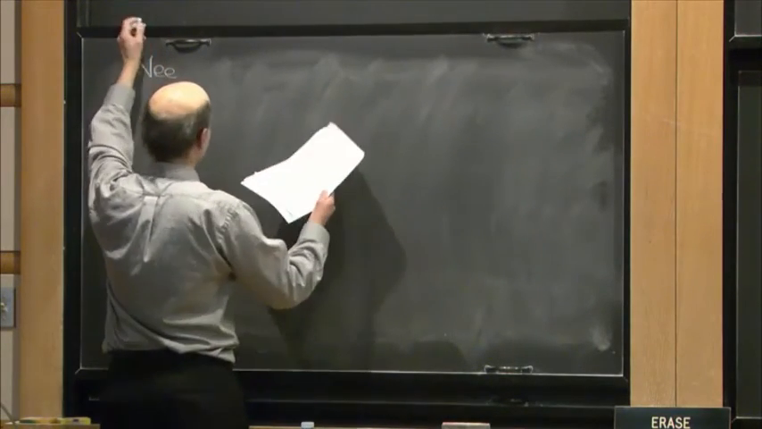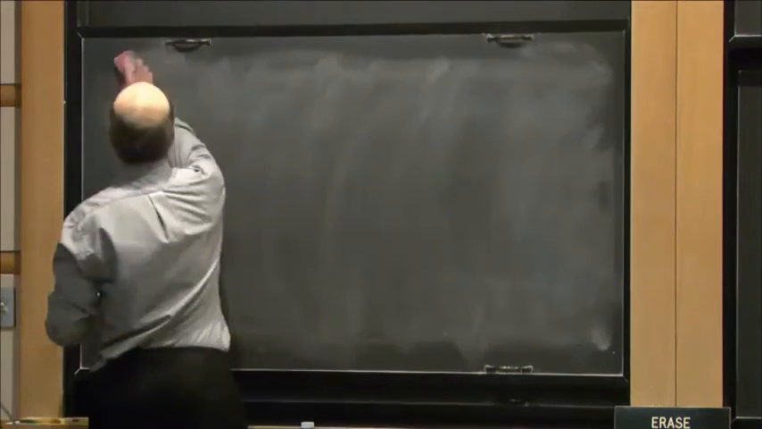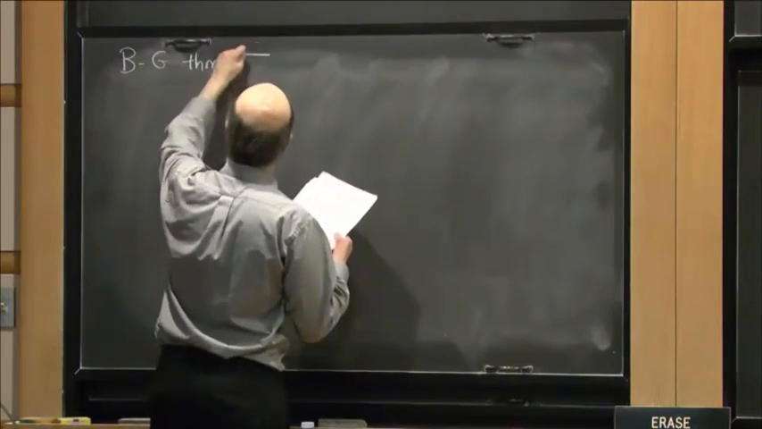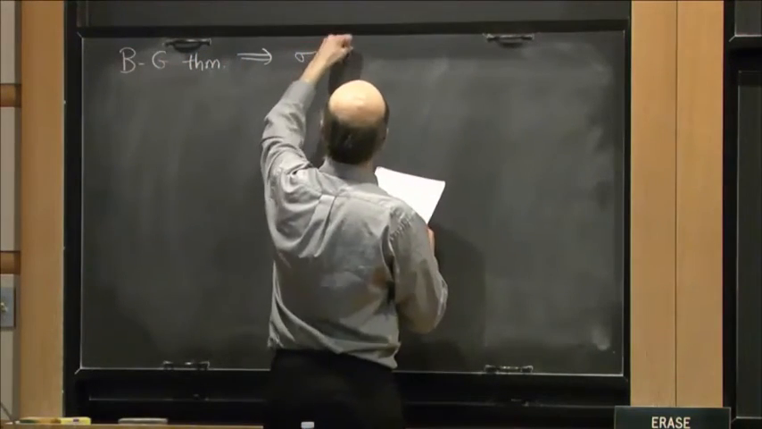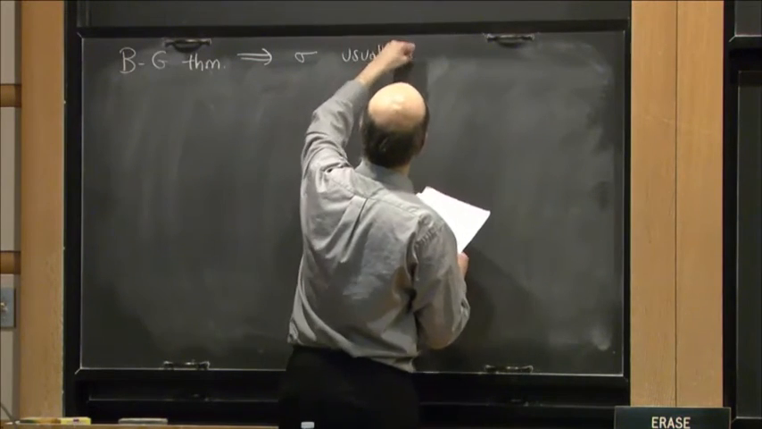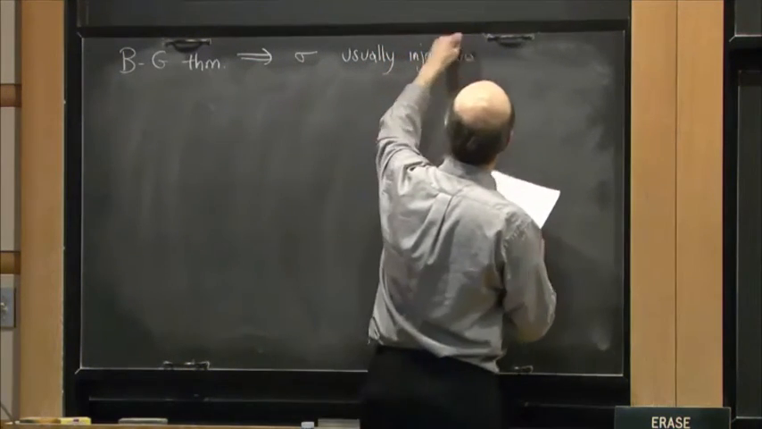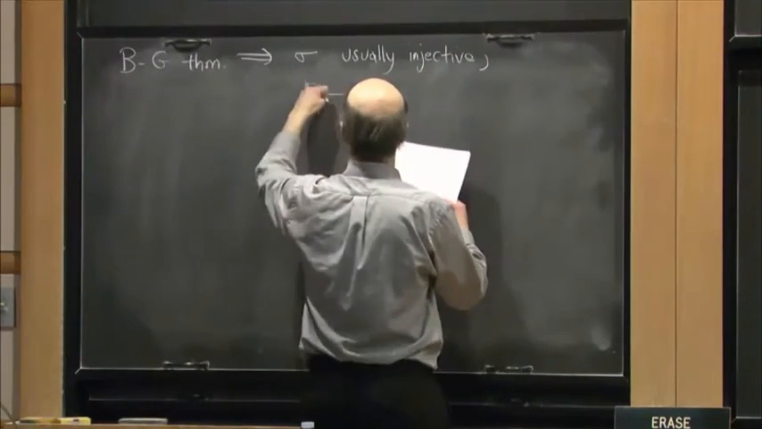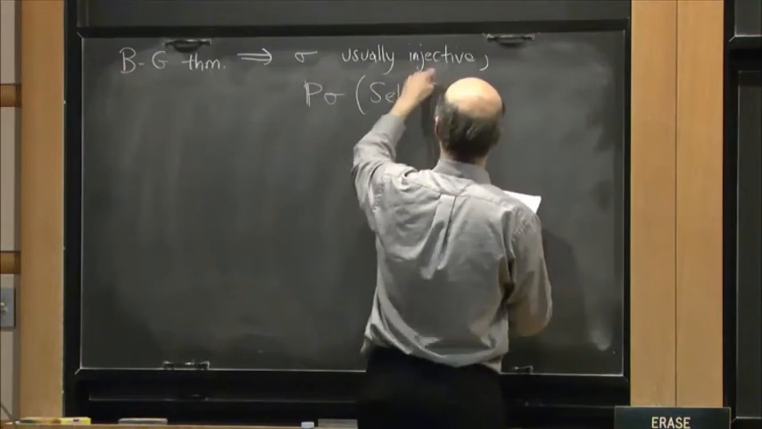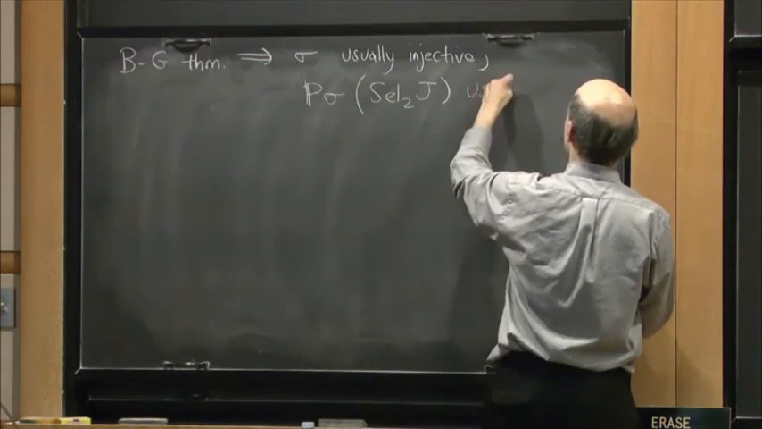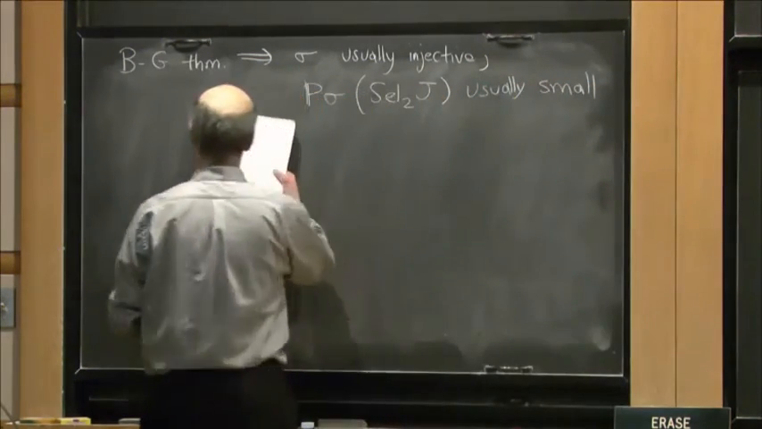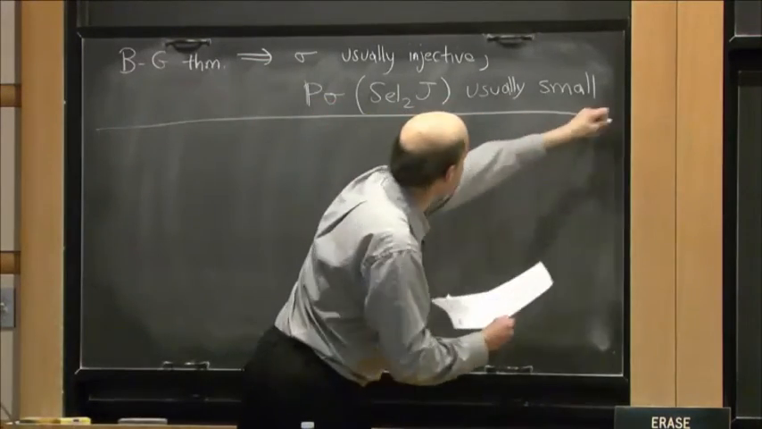All right. So in fact, to be precise, maybe I'll write down what I was saying. By the Bhargava–Gross theorem, that already tells you that this map sigma is usually injective, with probability that becomes better and better as g grows. It also tells you that the image of the Selmer group under this map is usually small, and it's also random.